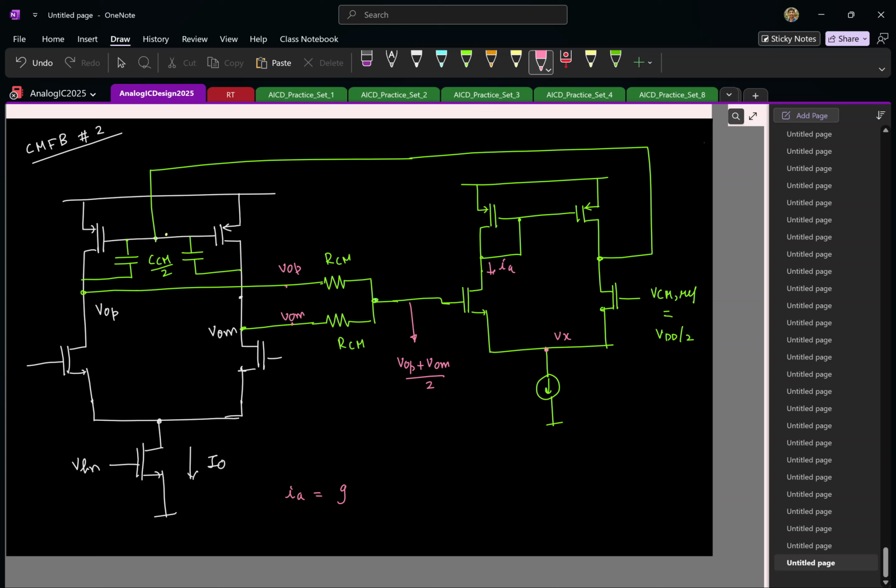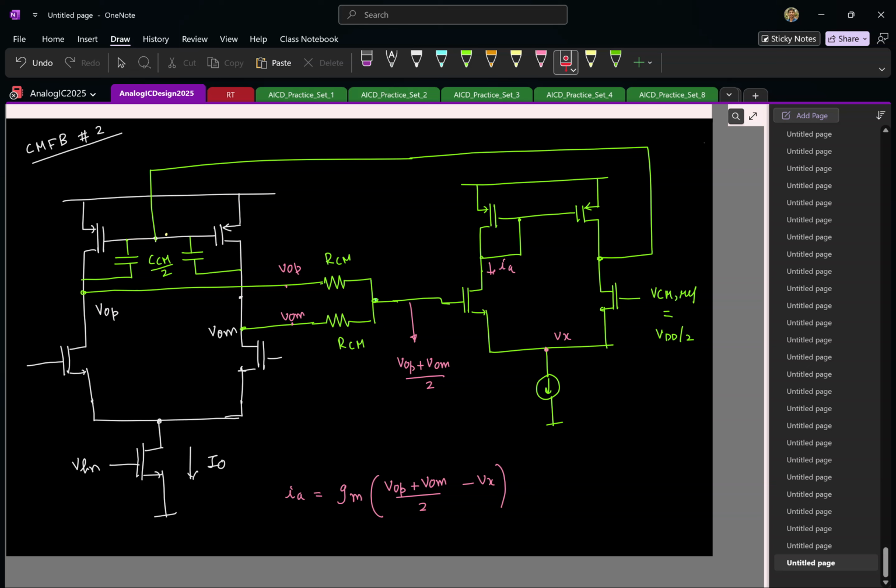It is some, I'll call this, so let's say some GM times VOP plus VOM by 2. So if you see what's happening from the terminals here to this current, we are first taking the voltages, first averaging the voltage and converting that average to the current. Right? So two operations, we are averaging and converting it to a current. Now both are linear operations. So what can I do now? Instead of first averaging and converting it to a current, what can I do? I can first convert it to a current and then take the average.